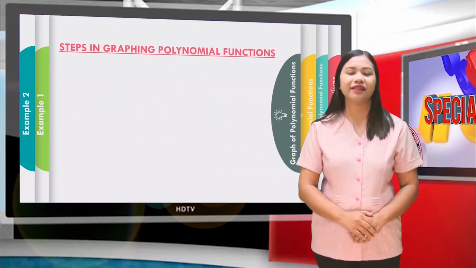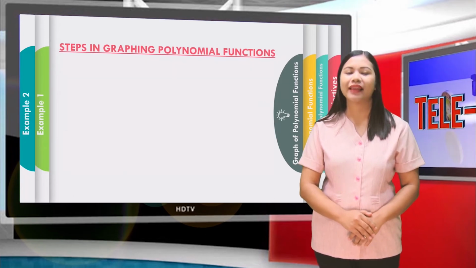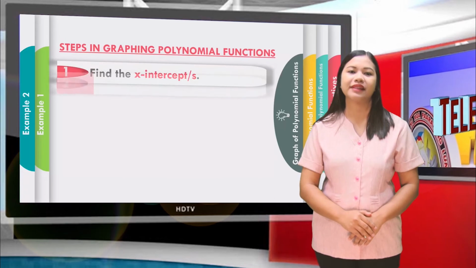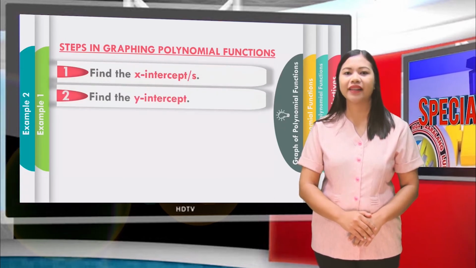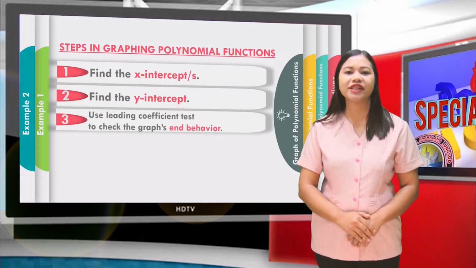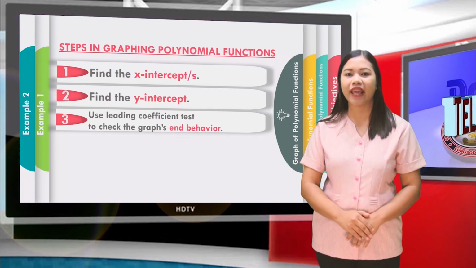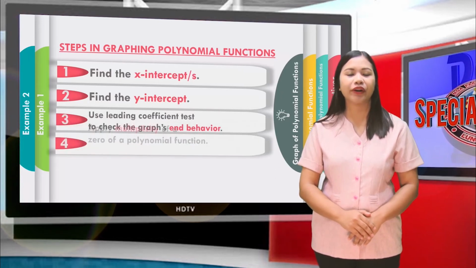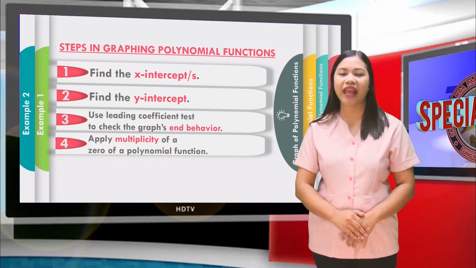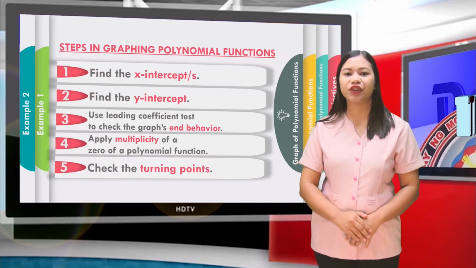Now let us proceed to the steps in graphing polynomial functions. Step 1. Find the x-intercepts. Step 2. Find the y-intercept. Step 3. Use leading coefficient test to check the graphs and behavior. Step 4. Apply multiplicity of a0 of a polynomial function. Step 5. Check the turning points.